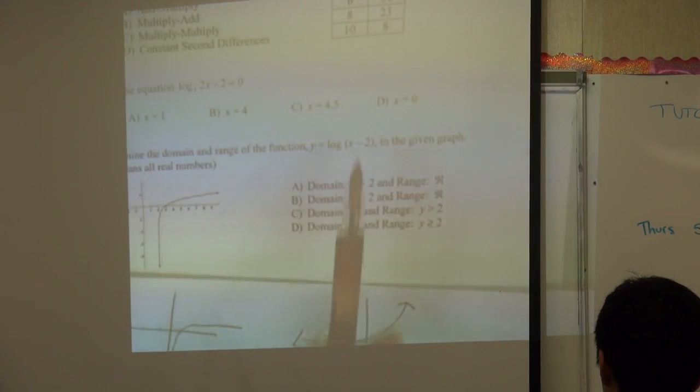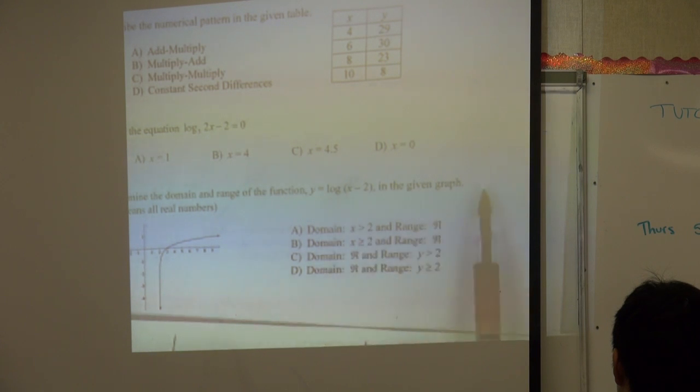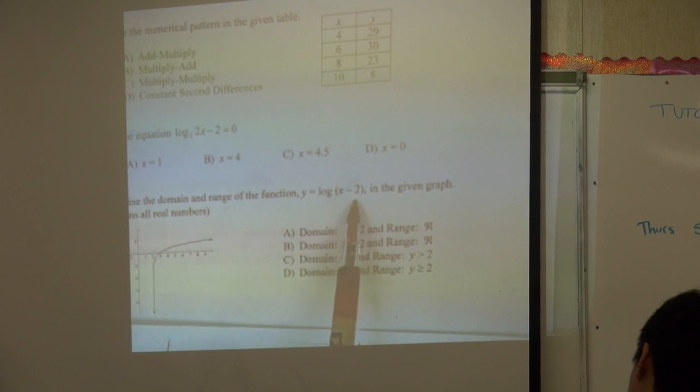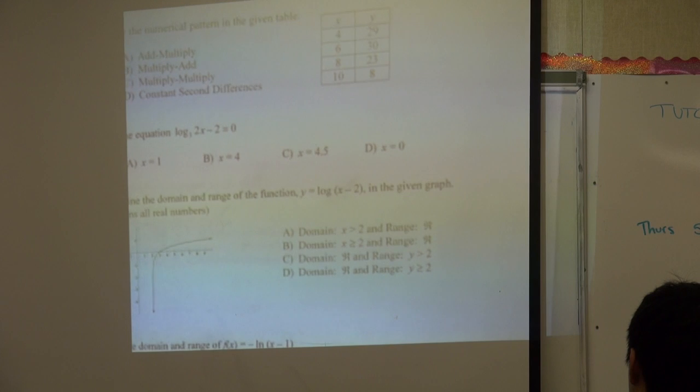Our function had a horizontal translation 2 units to the right. That means, I thought we were doing the... Yeah, we're doing the one. Sorry, one.